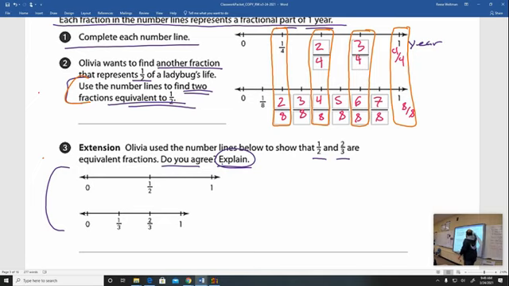So, now, let me ask you. If this is right in the middle of this line, and this one's right in the middle of this line, is 2/4 equivalent to 1/2? Yes or no? Yes. Is 4/8 equivalent to 1/2? Yes. That's it. That's all you have to do. 2/4 and 4/8. You just used the number lines and you found two equivalent fractions to one half based on the number lines.